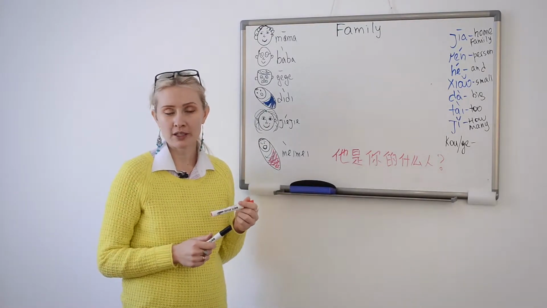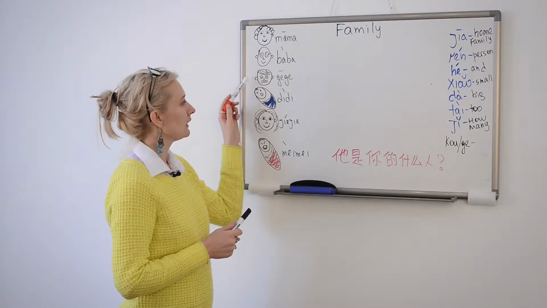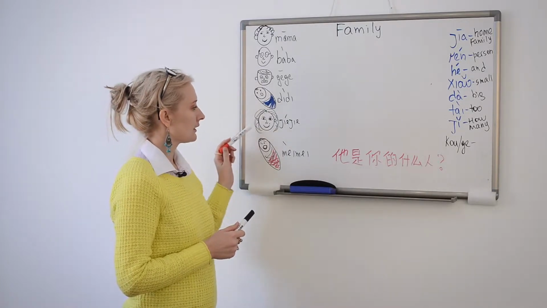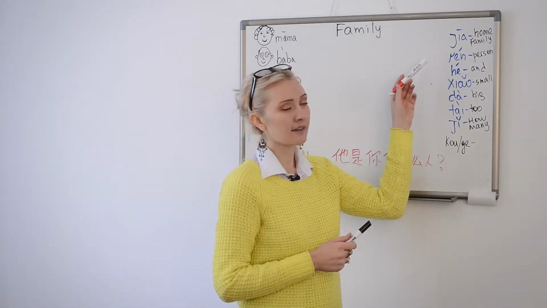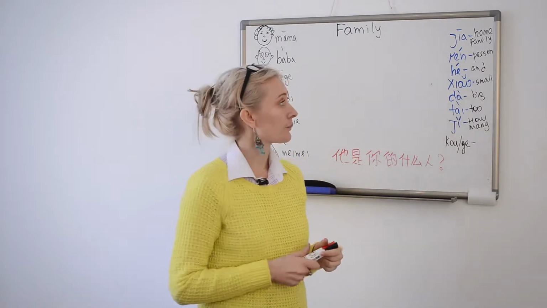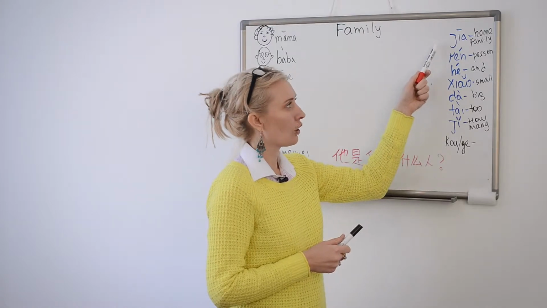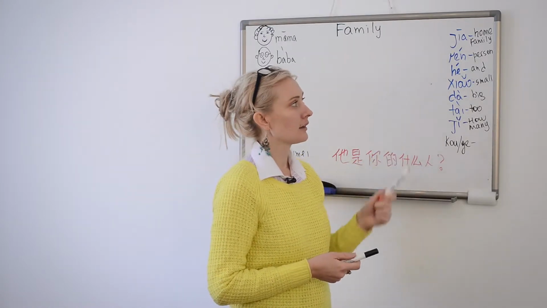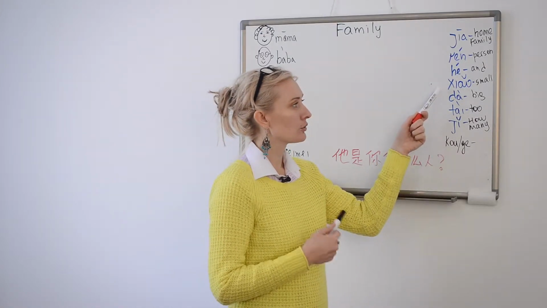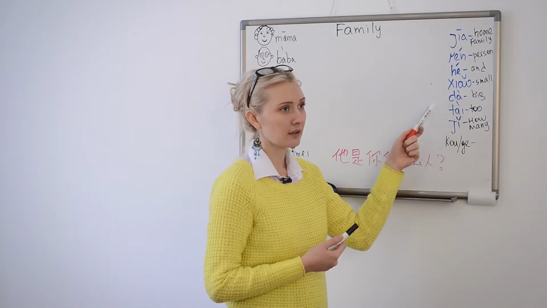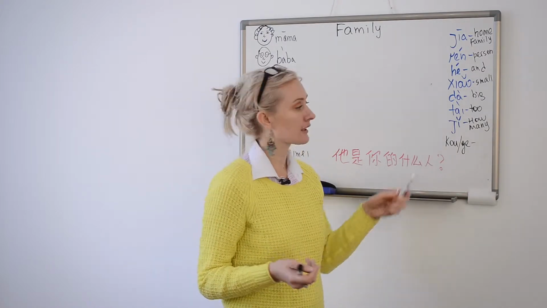I will repeat one more time so you can hear the pronunciation. Mama, 爸爸, 哥哥, 弟弟, 姐姐, 妹妹. And in here I have written another words that will be useful for today. It's 家, home or family, 人, a person, 和, and, 小, small, 大, big, like my brother is still small or my sister is bigger than me, for example.